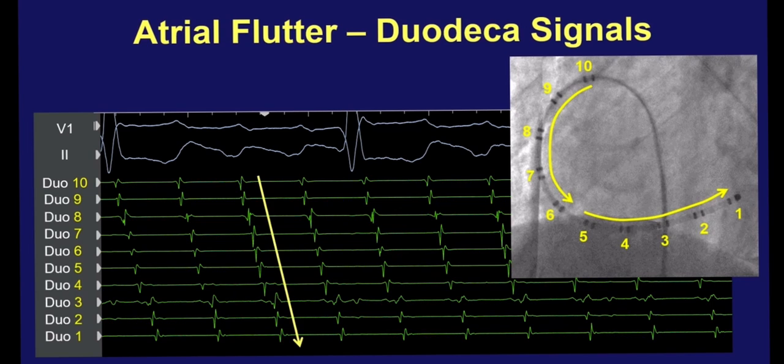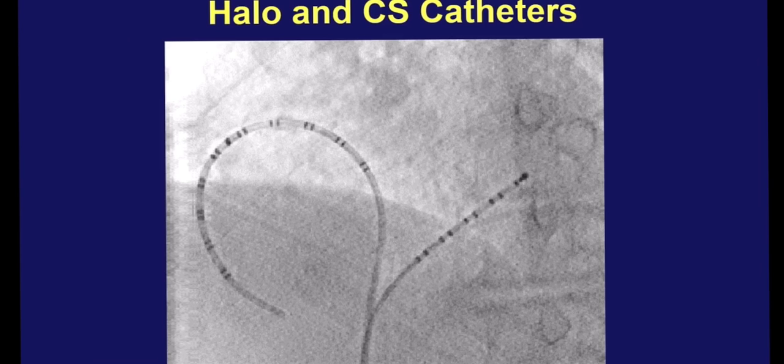You can see that the sequence of activation is duodeca 10 and then 9, 8, all the way down to 1, which anatomically speaking is a counterclockwise route around the right atrium and traveling out the coronary sinus, consistent with counterclockwise right atrial flutter. Here's just another catheter configuration that some people prefer for atrial flutter cases.